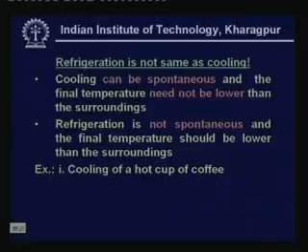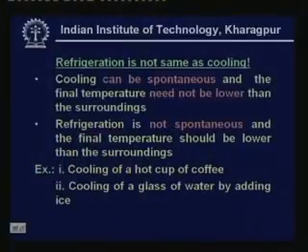For example, cooling of a hot cup of coffee. If you take a cup of coffee and you leave it on the table, it cools down. However, its final temperature cannot be lower than the surrounding temperature. So this is an example of a cooling process, but it's not an example of a refrigeration process because the final temperature is not lower than the surrounding temperature. Let us look at the second example, cooling of a glass of water by adding ice. When you add a sufficient amount of ice, the final temperature of the water will be lower than the surroundings. So this is an example of refrigeration.